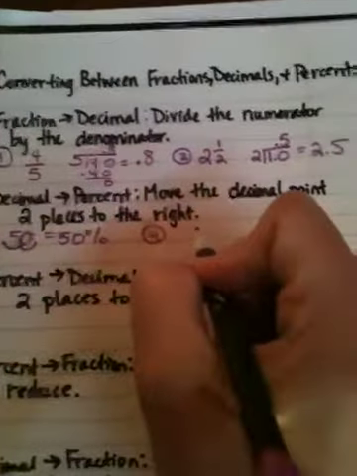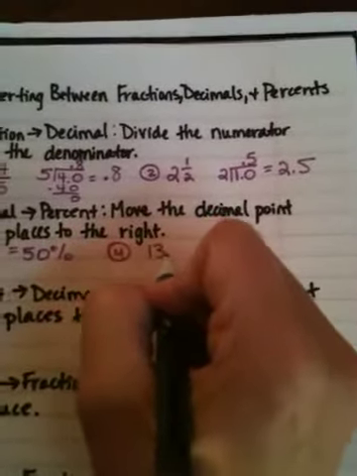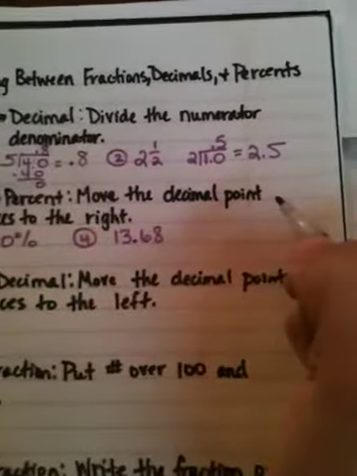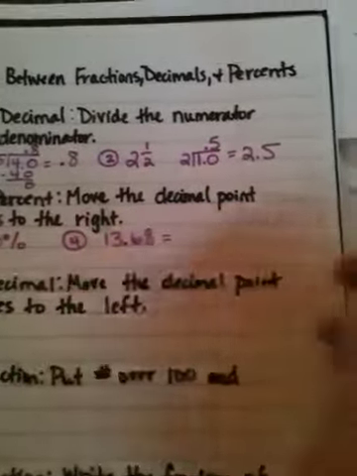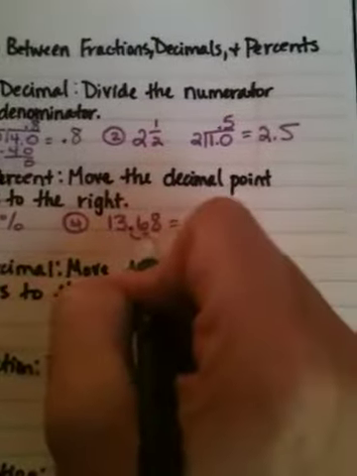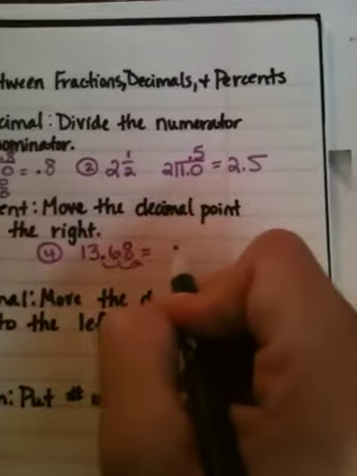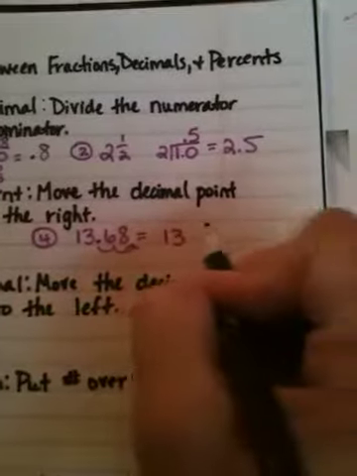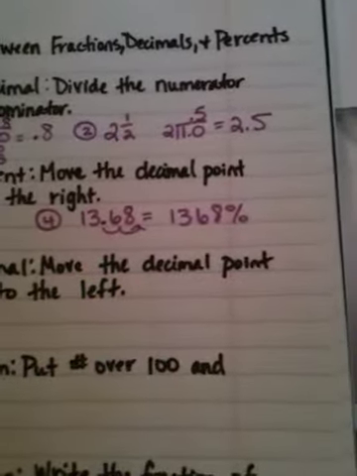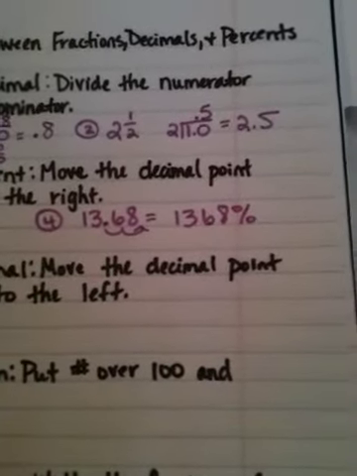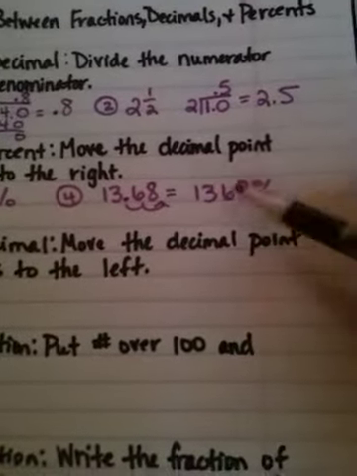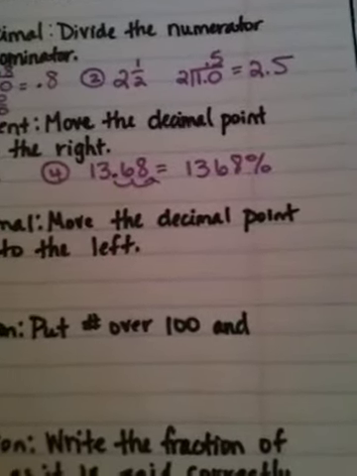If I have, let's say, 13.68, I can move this the exact same way, move the decimal point 2 places to the right, so 1, 2, and this becomes 1,368%. I know that seems like a large number. Some of us don't quite understand that you can get more than 100%, but there's a good example, and we'll talk more about that in class.